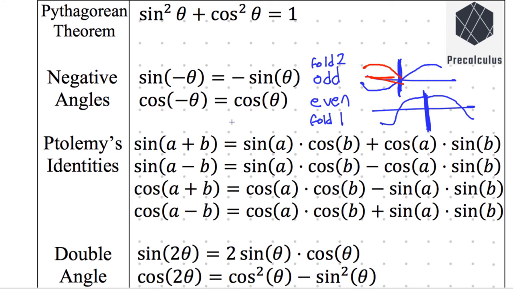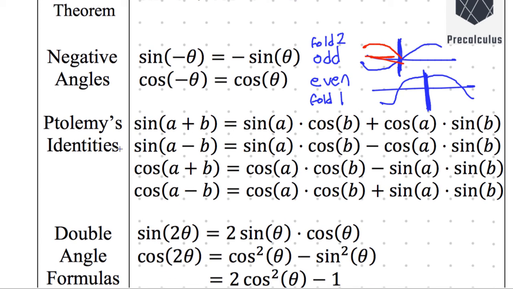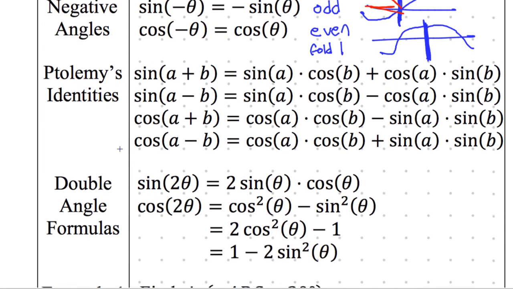These do not need to be memorized. So that's Ptolemy's identities. Ptolemy's identities, we're okay with this? Moving on to double angle formulas.